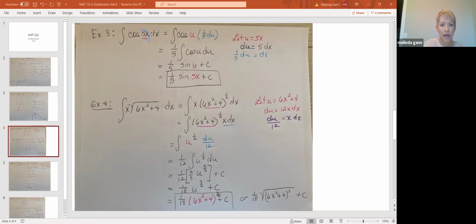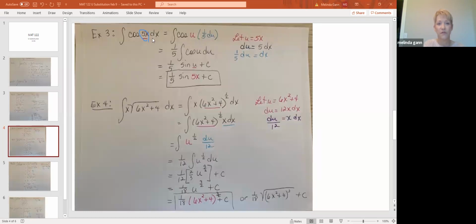Okay. And I'm going to replace it with my u. See, there's my u. So now I have cosine u. Well, I can't put dx there because I can't mix u's and x's. So remember, your next step was after you decided u, you have to find the differential of u. So you take the derivative. So the derivative of 5x is just 5. And then you put d and that x next to it.